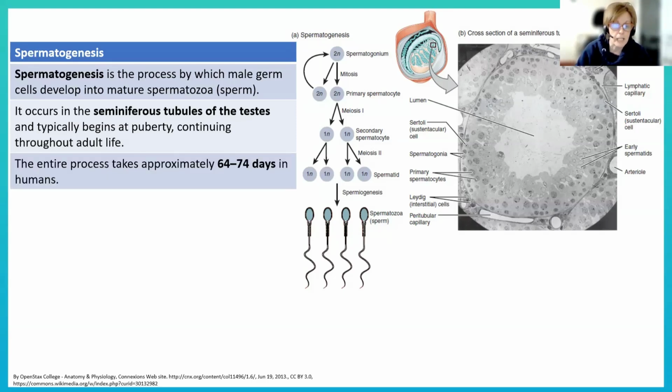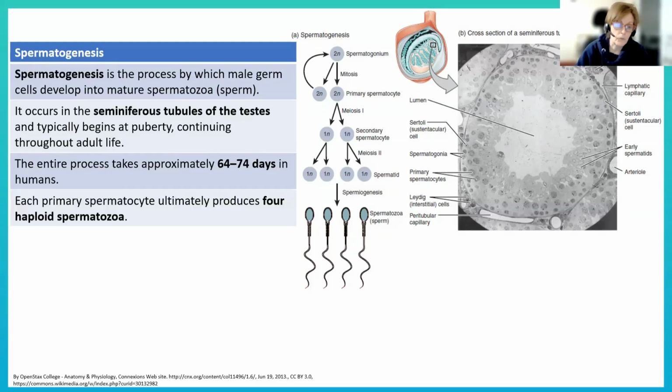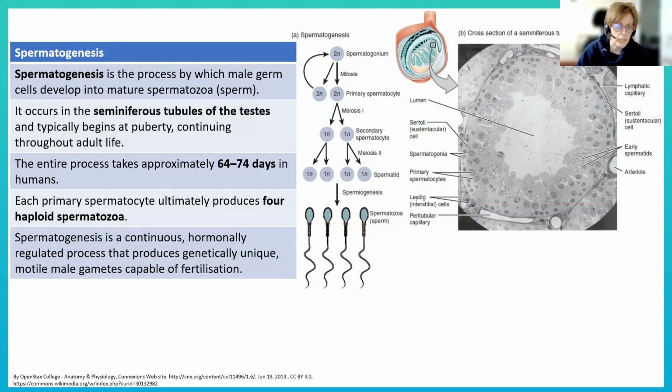Men are, after puberty, constantly producing sperm. The entire process takes about 2 months in humans, to go to a completely new set of sperm. Each primary spermatocyte, which is the cell that you start with, will end up producing 4 haploid spermatozoa. So the parent cell ends up with the 4 daughter cells, the spermatozoa, at the end. So it is continuous, it's hormonally regulated, and it's producing genetically unique daughter cells. Remember that the meiosis process gives us our genetically different individual sperm cells, and they're capable of fertilization when they meet an egg and the nuclei fuse. That's the nucleus of the sperm and the egg fusing together.